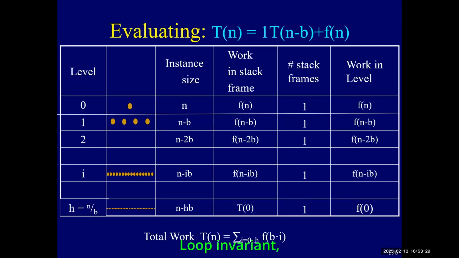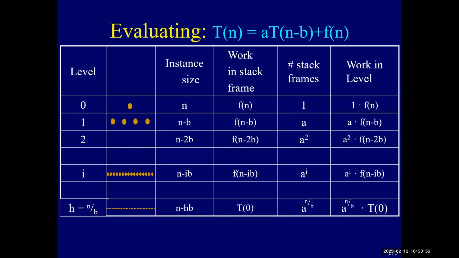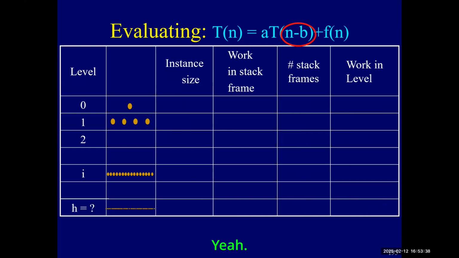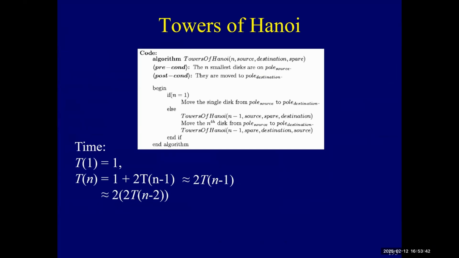Loop invariant, we didn't, of which code? The Towers of Hanoi? Yeah, so it doesn't have a loop invariant because there's no loop. But the precondition is that the n smallest are on the source, and the postcondition is that you move them to the destination. Any questions about this?